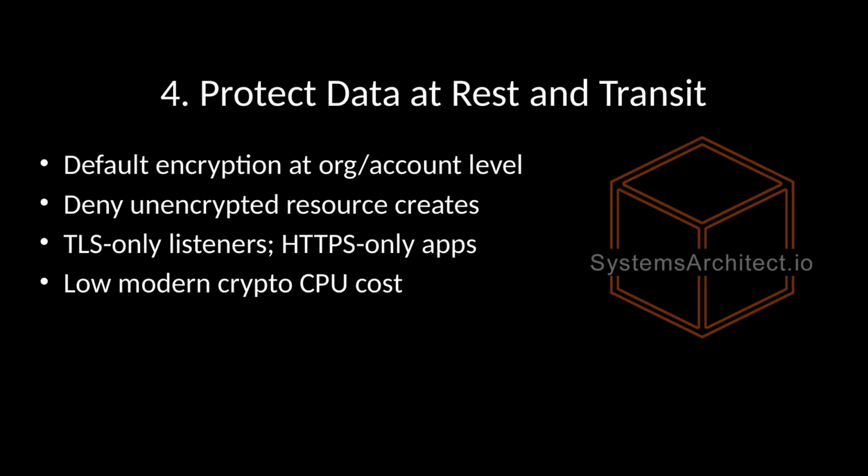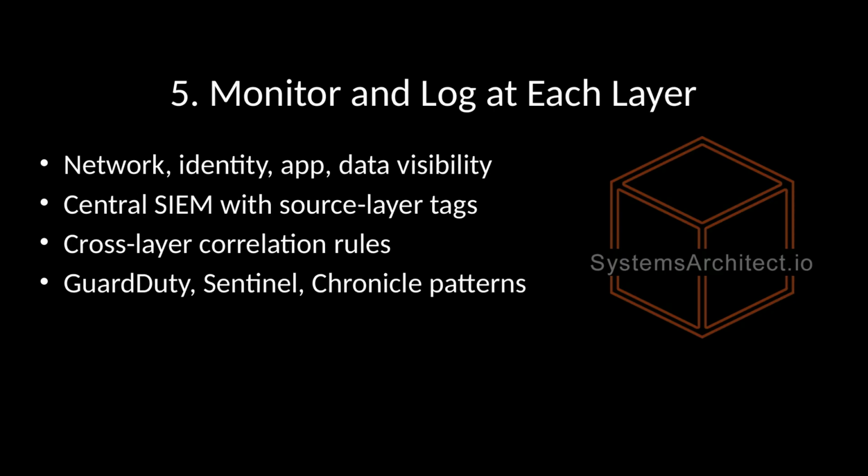Default EBS encryption, S3 encryption, RDS at create time, and TLS only listeners on AWS. Azure Storage and SQL already encrypt at rest. Enforce HTTPS only on app service. Google encrypts at rest by default. Use CMEK and shielded VMs where you need tighter control, with ALTS on internal Google paths.